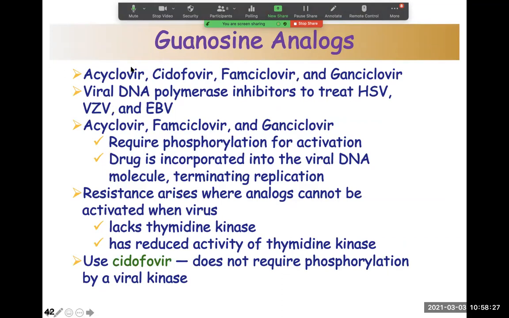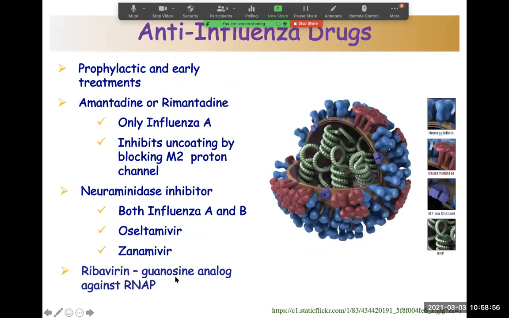Very quickly, you will hear about these drugs quite a bit in your life. This is acyclovir, cidofovir, famciclovir, or ganciclovir. All these are guanosine analogs that target viral polymerase. The difference is some of them require phosphorylation for activation, some do not. When it requires phosphorylation, many of the viruses become resistant because they need the host polymerase, and they will become resistant, right? So they came up with cidofovir, which doesn't need that.